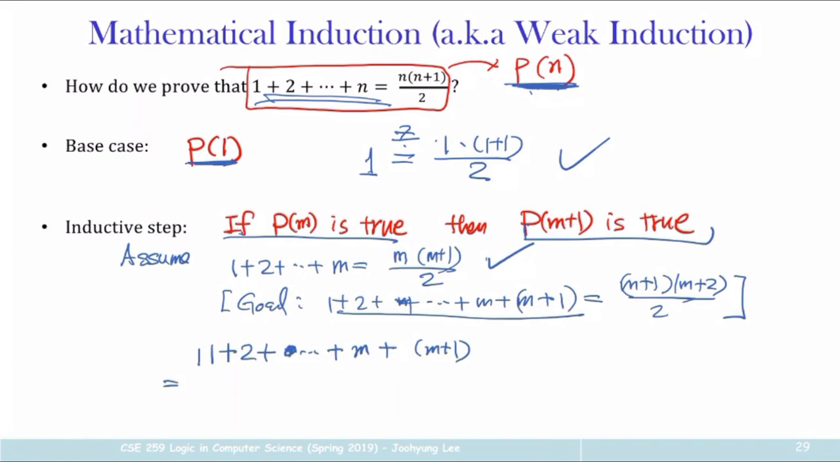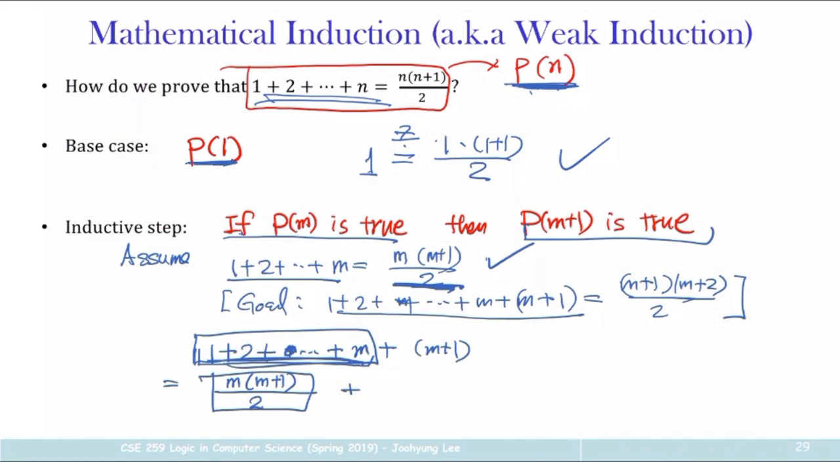And I know that this part is equal to some simplified form. I know that this is equal to this. So instead of this, I can substitute this for this. So I get m times (m plus 1) over 2. Okay, so I'm just replacing this with this. I still have to keep this m plus 1 here, right? Are we together up to this part?